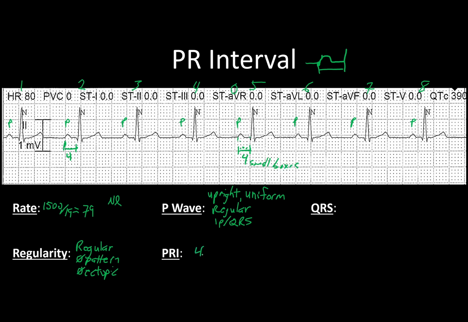So if we take 4 times 0.04, that gives us 0.16 seconds, which is also normal. And as you saw here, I abbreviate normal by doing N with a cursive L. Anyhow, those are normal. We've in fact measured 2 of them, and they've come out to be the same, so we can pretty much say that the PRI is consistent across there.